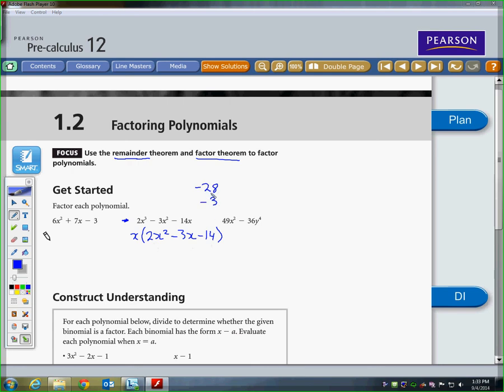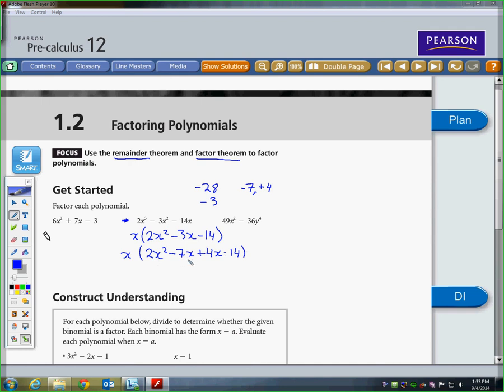So two numbers, one positive, one negative, that multiply out to 28. Maybe 7 and 4, and the larger one would have to be negative if they're going to add up to negative 3. That seems to work out. Negative 7 and positive 4 multiply out to negative 28, and negative 7 plus 4 adds up to negative 3. So we'll expand that middle term: 2x squared minus 7x plus 4x minus 14.